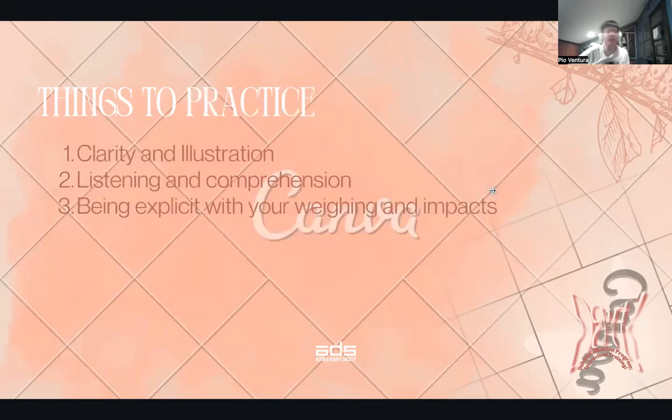First thing is clarity and illustration. So I won't dwell on this any longer. I think it's very clear. I hope it is clear why you ought to also have clarity in the way you speak, and also sometimes focus a little bit more on illustration so that your case isn't left in the abstract.